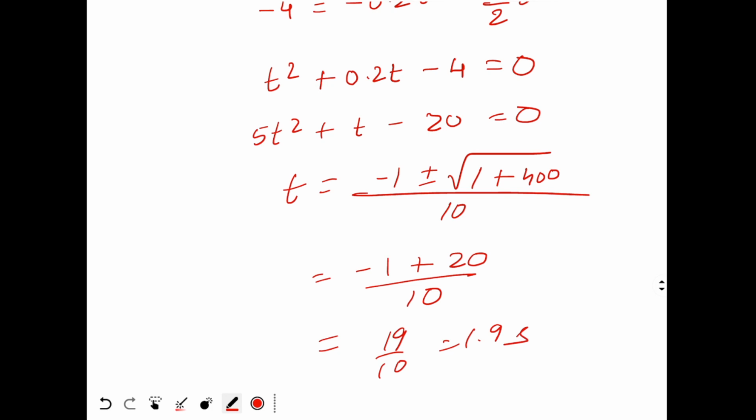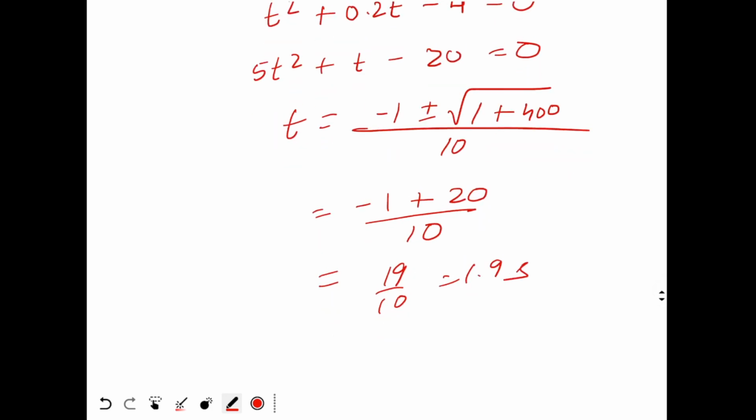Since the question is integer type, the nearest integer will be 2 seconds. So the time taken by particle A to collide with B will be approximately 2 seconds. The answer will be approximate, it will not be accurate.